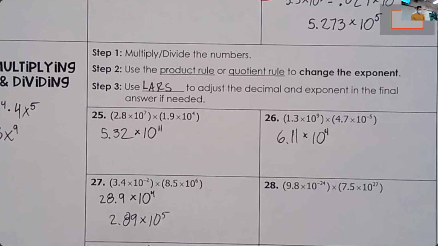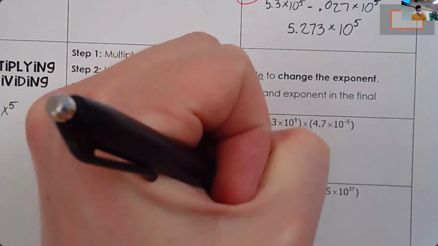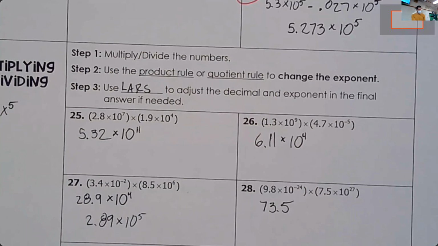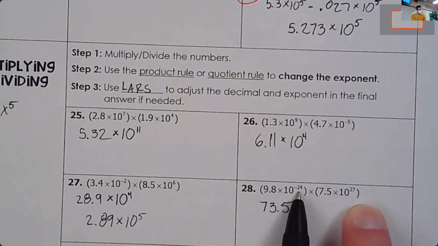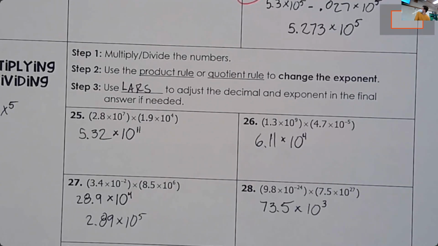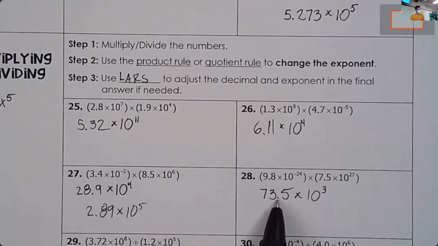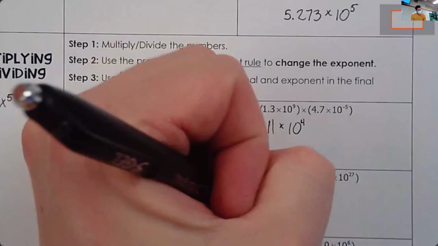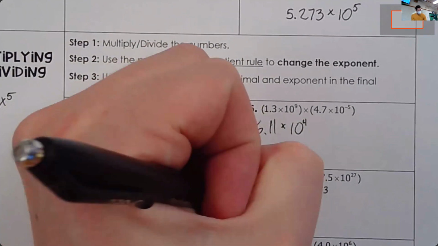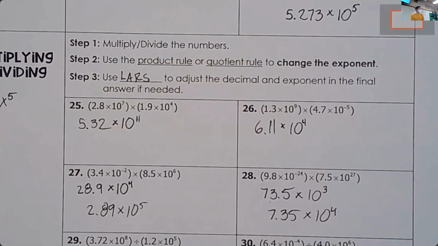28, same idea. 9.8 times 7.5, that is 73.5. Negative 24 plus 27 is 3. So that would be times 10 to the third power. 73.5 is more than 10, so we have to move our decimal once to the left. So that would be left, add to the exponent, so 7.35 times 10 to the fourth power. And that's our answer for number 28. So if the decimal gets moved, the exponent has to change.